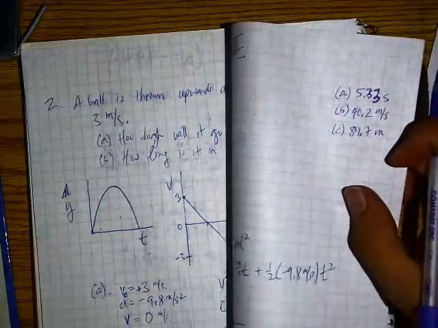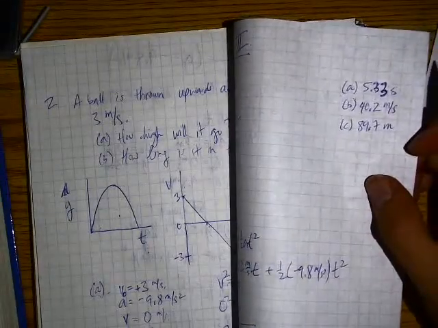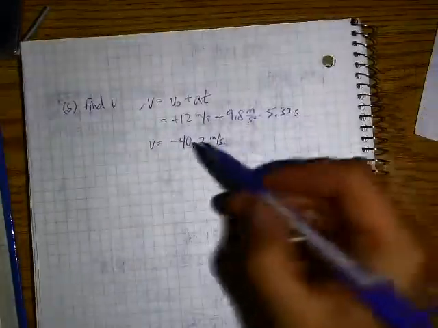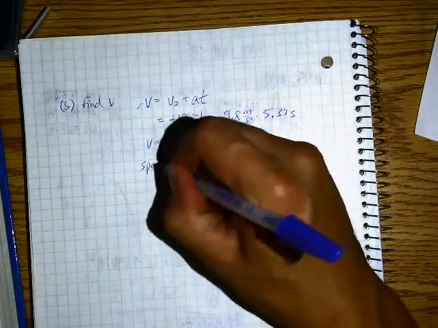40.2. Did it ask for speed? It does ask for speed. The problem does say what is its speed just before hitting the ground. So the velocity is negative because it's going downwards. We can say that the speed is positive, right? 40.2.